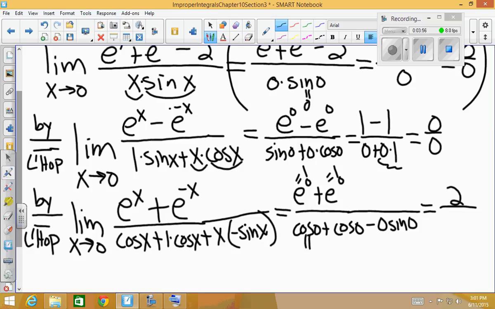Cosine of 0 is 1. Cosine of 0 is 1. Sine of 0 is 0. And then when you multiply that by 0, you really get 0. So you get 2 in the denominator. So the whole limit ends up being 2 divided by 2, which is 1. So applying L'Hopital's rule a couple of times eventually got us to the value that the limit is equal to 1.